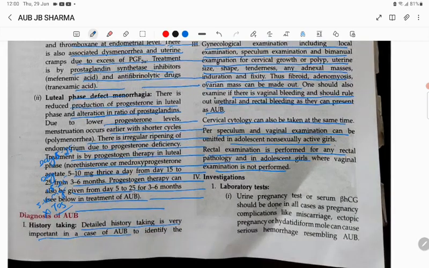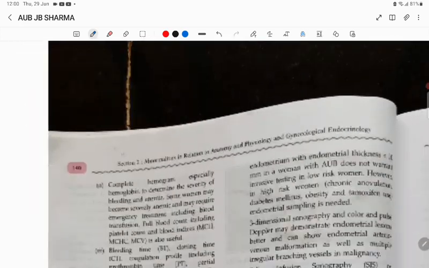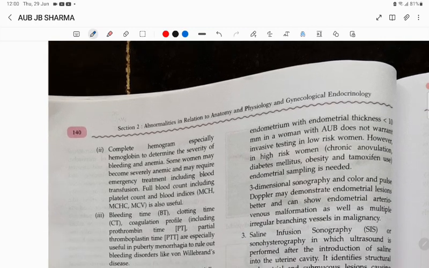Investigations, laboratory tests. The UPT should be done first; serum beta-hCG should be done in all cases, since pregnancy complications like miscarriage, ectopic pregnancy, and hydatidiform mole can cause serious hemorrhage and resemble AUB. Then a complete hemogram to assess hemoglobin, the severity of bleeding and anemia. Some women may become severely anemic and may require emergency treatment including blood transfusions. Complete blood count including platelet count, blood indices, and MCV is also useful.